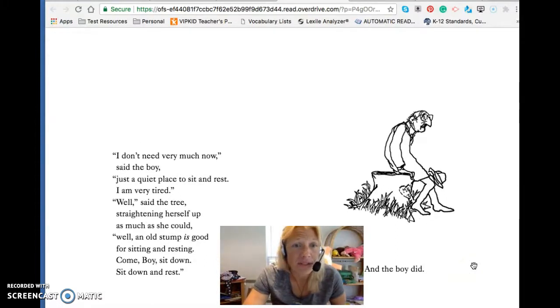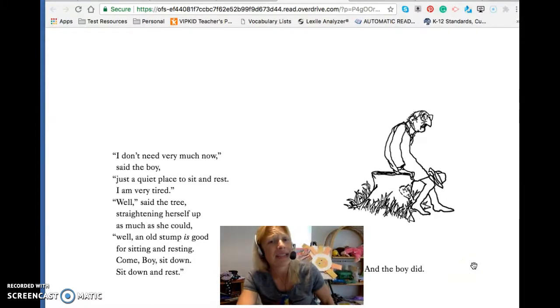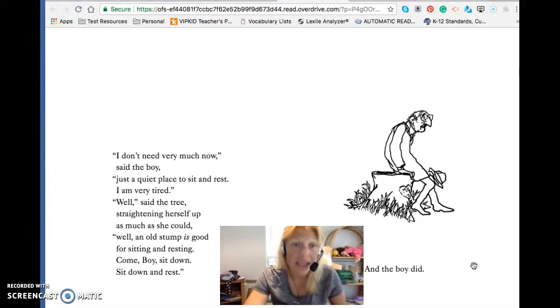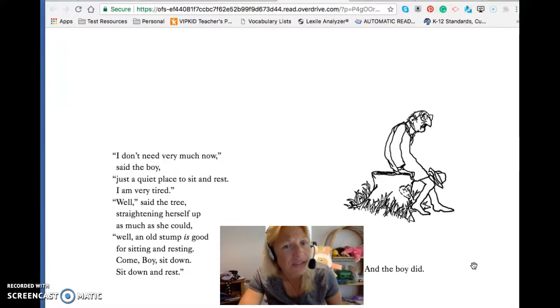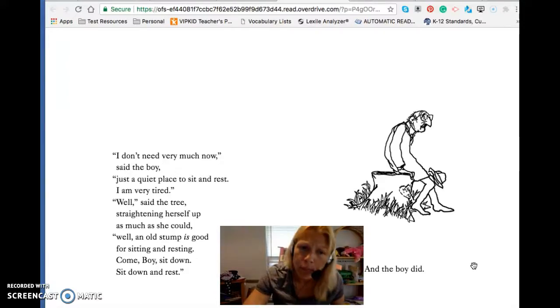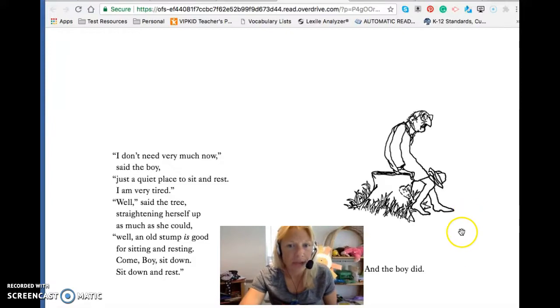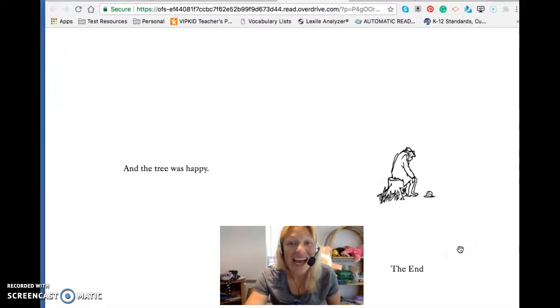I don't need very much now, said the boy, just a quiet place to sit and rest. I am very tired. Well, said the tree, straightening herself up as much as she could, well, an old stump is good for sitting and resting. Come, boy, sit down. Sit down and rest. And the boy did. And the tree was happy.